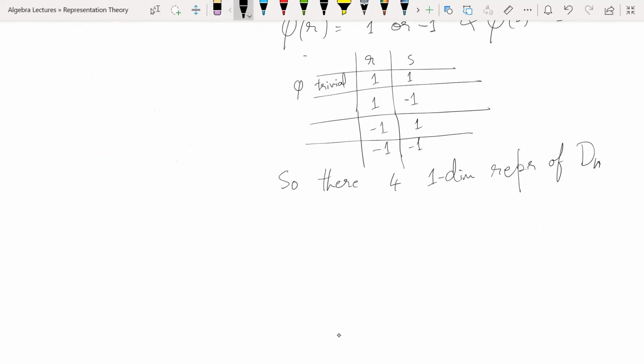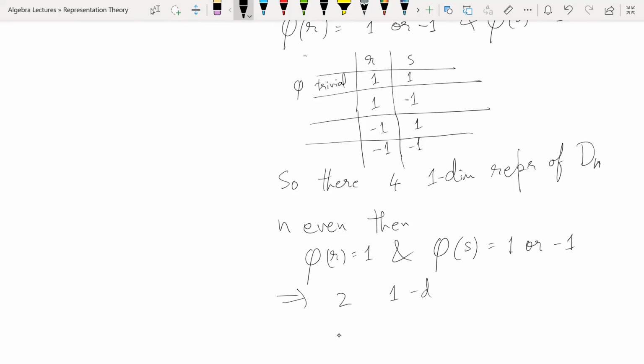For one-dimensional, maybe we can just do this as well. When n is odd, phi R has to be 1, and phi S has to be 1 or minus 1. So this implies 2 one-dimensional representations. Even we already discussed, sorry. And odd.